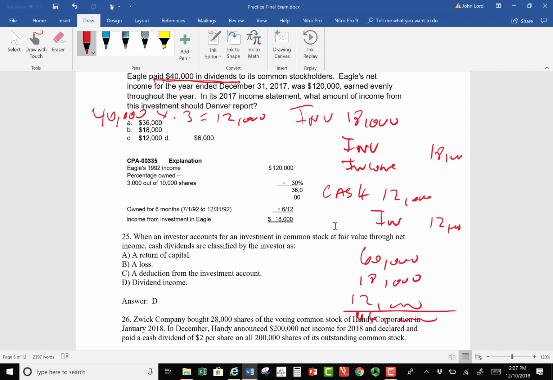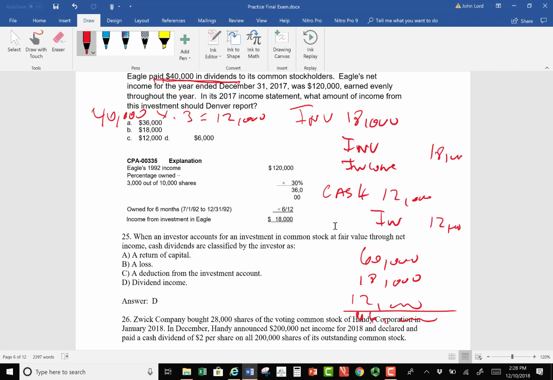I bought the stock for 60. 18,000 was my share of the net income, wasn't it? Don't look away. 18,000 was my share of the net income, wasn't it? Minus my share of the dividend, which is 12, right? If the question is just on the income, it just asks the investment income that's going to be reported on the income statement, that is 18,000, right?